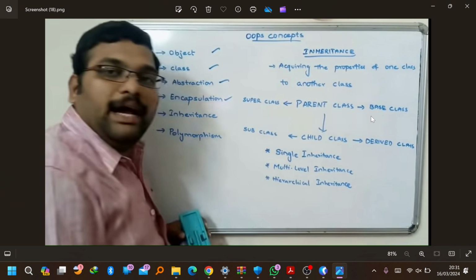So inheriting also here means that we are acquiring properties of one class to another class. So inheritance is the acquiring of properties of one class to another class. In other words, we get properties of one class and we acquire them to another class, or we give them to another class.